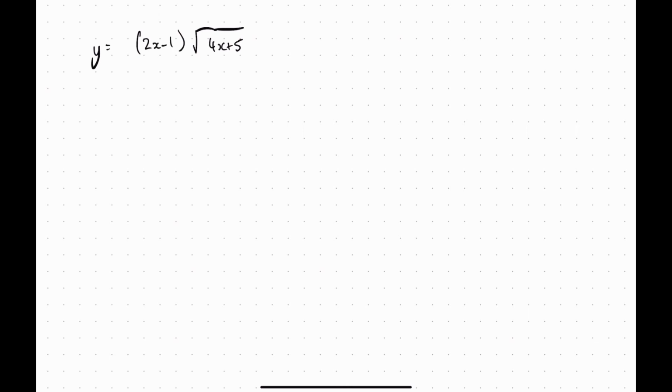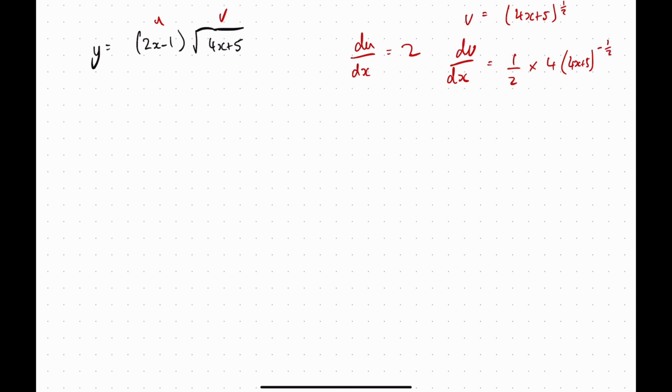So we're going to just say this is u, this is v. du dx is just going to be 2. dv dx is taking the v, which is 4x plus 5 to power half, and changing that to a half times 4x plus 5 to power negative a half, which is just 2 times 4x plus 5 to the minus a half. Okay? Everyone okay with that? Cool.